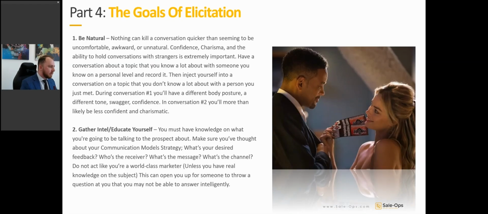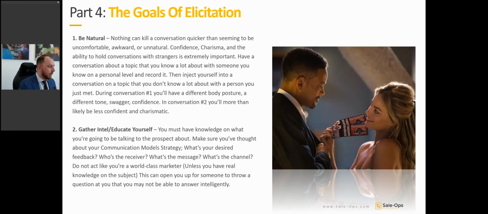To master conversations, you need to actually understand the steps of successful conversation, right? So the first piece to having successful conversation is being very, very natural. Nothing can kill a conversation quicker than someone coming into the conversation feeling very uncomfortable, very awkward, or unnatural. When you're interacting in a conversation, you've got to bring confidence. You've got to bring charisma. You've got to have the ability to hold a conversation with strangers, and that is very, very important to mastering social engineering.